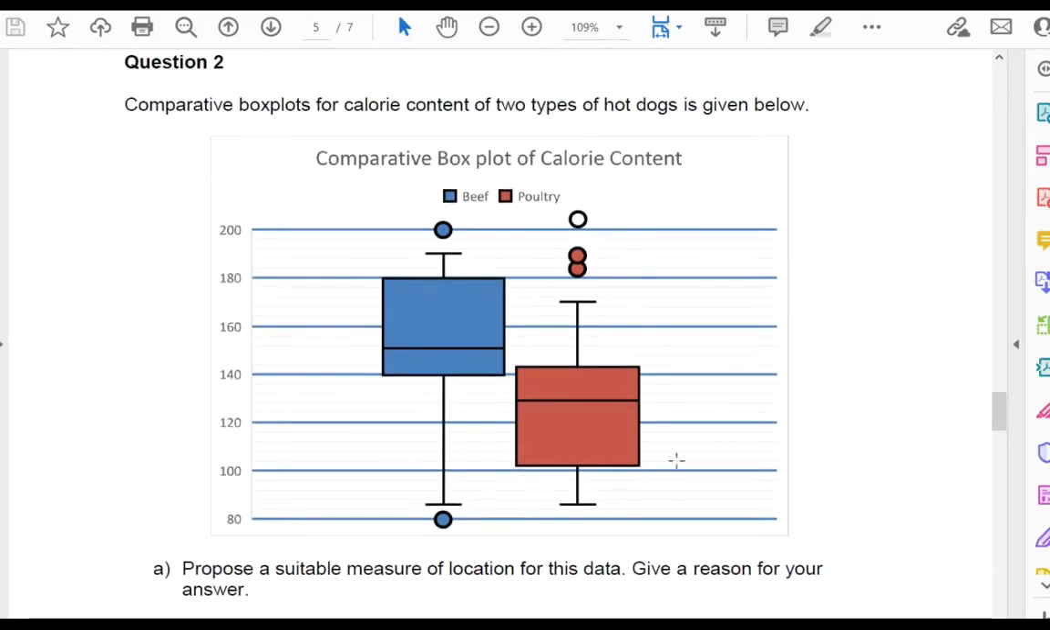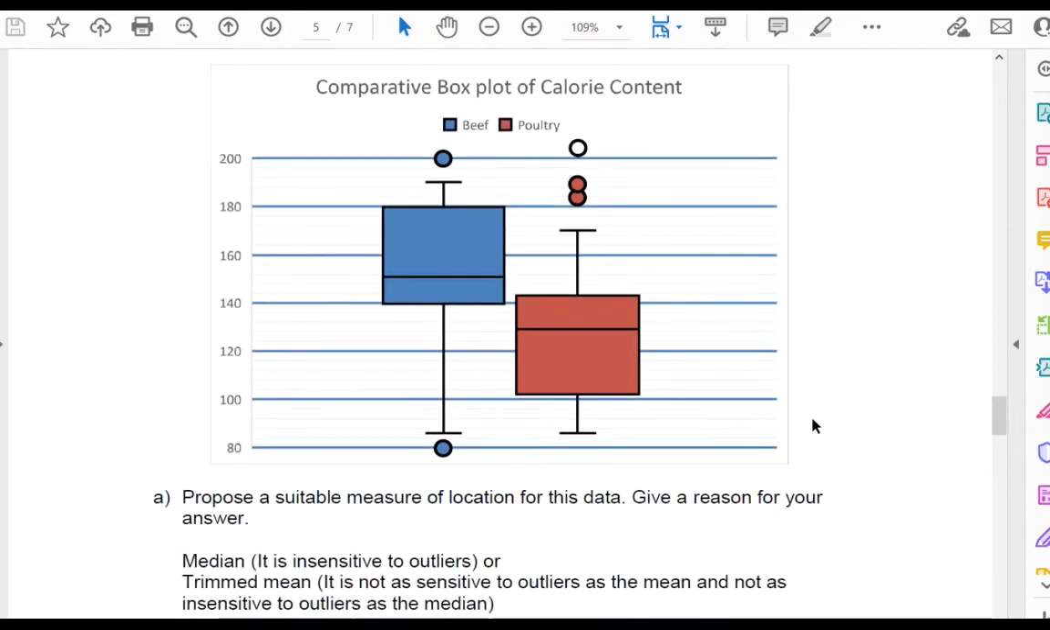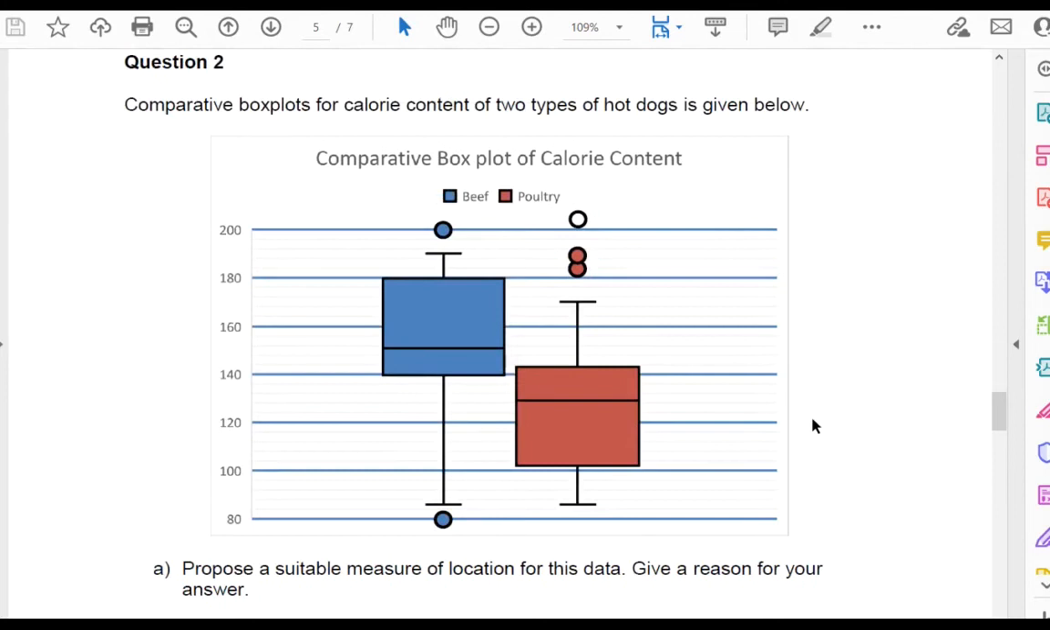For question 2, you're supposed to do comparative box plots for calorie content of 2 types of hot dogs. And now you needed to give a reason for which measure of location and spread you're going to use. We've already started talking about these things. You'll see in your textbook, they talk about sensitivity to outliers, because you can see here you have some mild outliers, and here there's even an extreme one on the poultry hot dog.